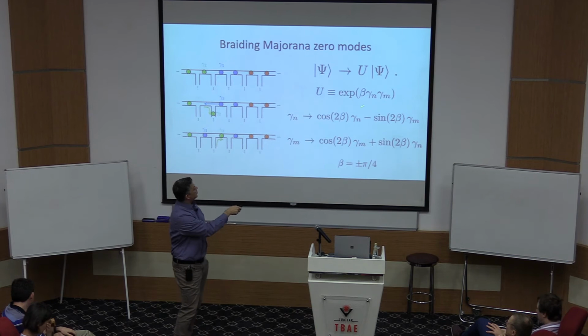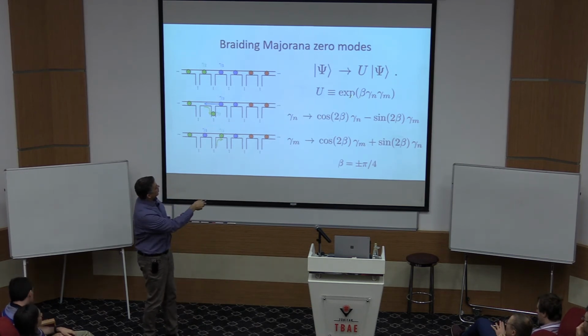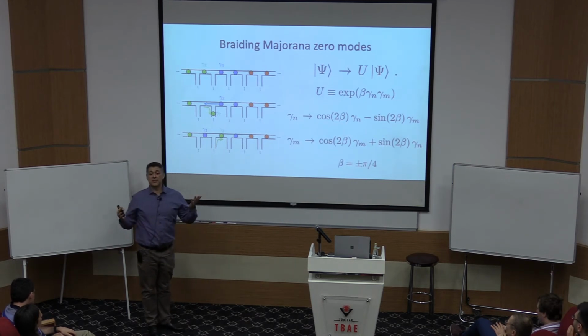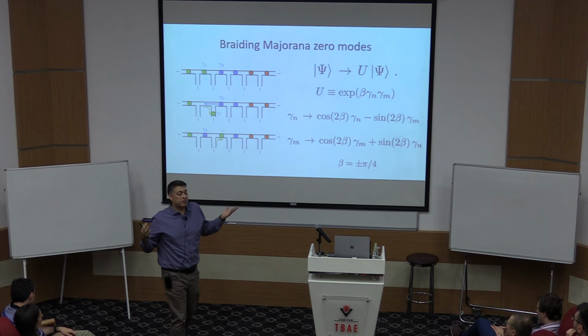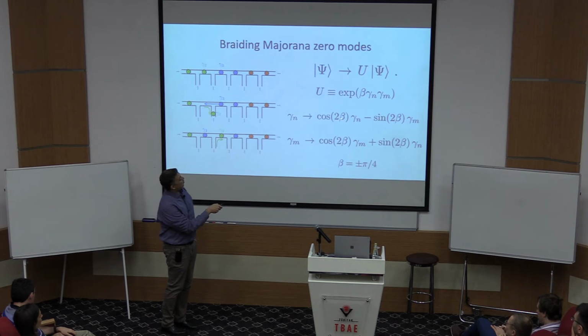Now this is the most general unitary transformation you can write, and you can see how this unitary transformation actually transforms your Majorana operators themselves. This is just very simple arithmetic. It's based just on Pauli sigma matrices algebra. Now this takes you from gamma n to cosine 2 beta gamma n minus sine 2 beta gamma m. So it kind of makes a rotation between them.